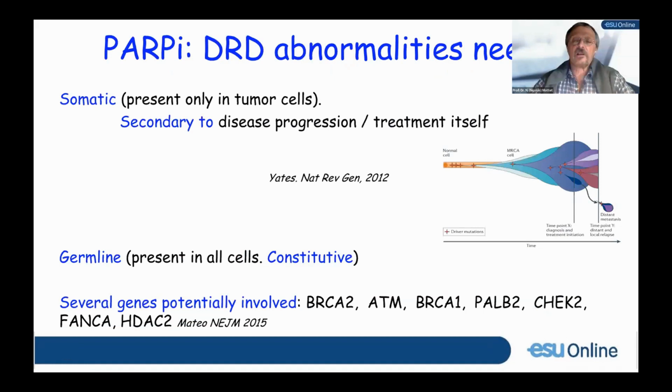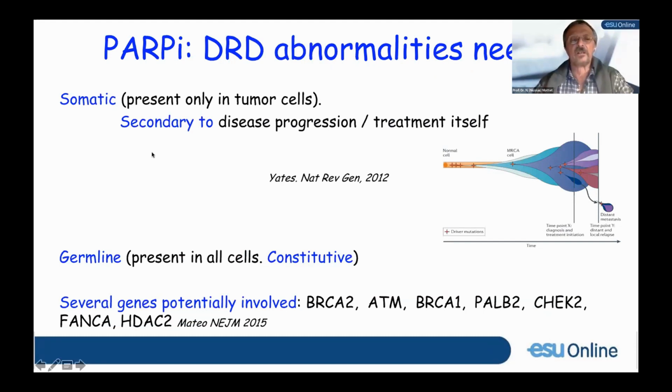Giorgio clearly showed that you have two totally different things: the somatic DRD abnormalities. Somatic means they are only present in tumor cells. They are linked mostly to mutations that occur during the disease progression that might also be induced by the treatment itself. And at the end, this pathway, which is purely limited to tumor cells, might be the driving one.